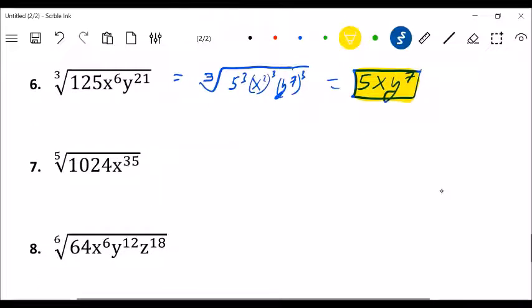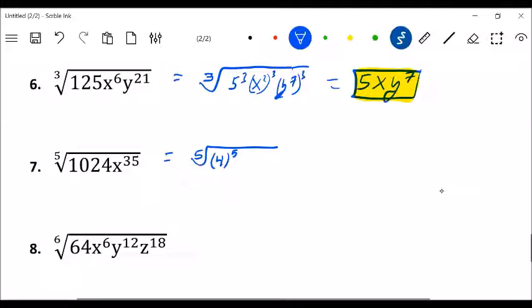For number 7, now we're looking for 5th roots. So we need 1024 to think what number times. Use a calculator and you find after a little bit of playing with it that it's 4 to the 5th power. So 4 times 4 is 16 times 4 is 64, and then times 4 again, and times 4 again, and you get to 1024.